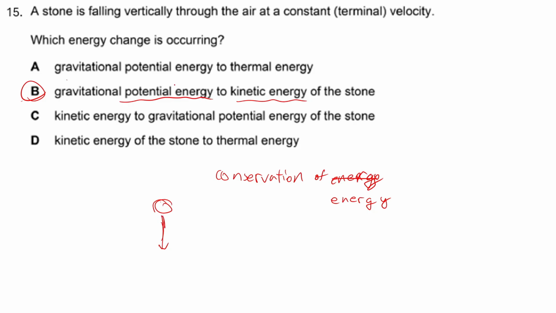It is possible that gravitational potential energy is converting into thermal energy, but that is more like friction with air molecules. It's just not very significant in this case, so it's negligible, I think. Thus, it's not going to be A. And the stone is not going up, and thus the kinetic energy is not being converted into gravitational potential energy, but the other way around. And D is the same thing as what I said about A.